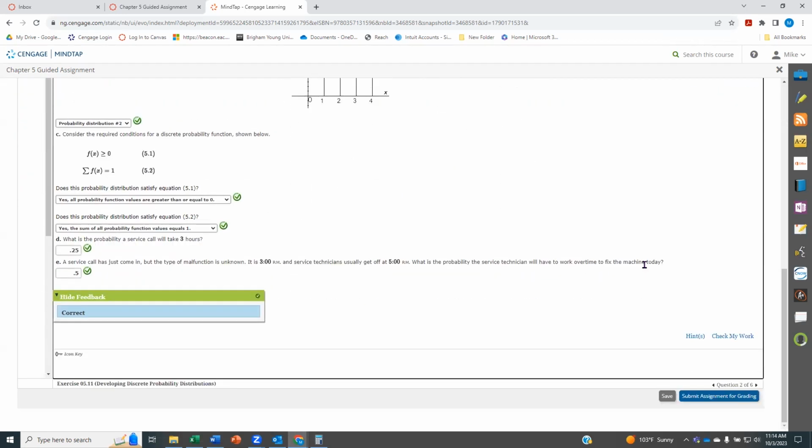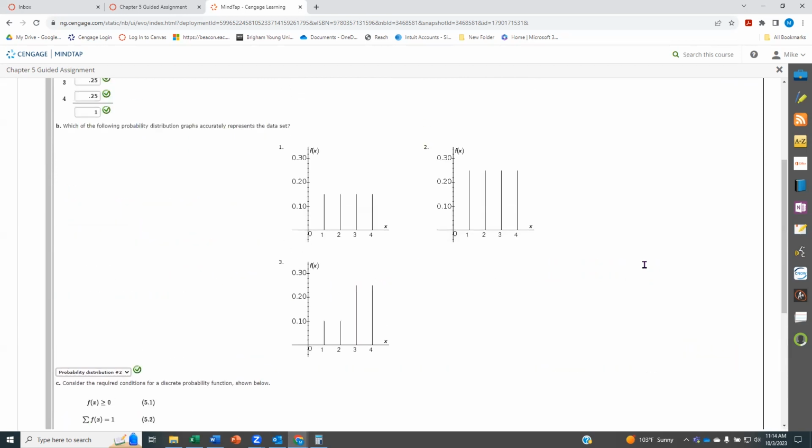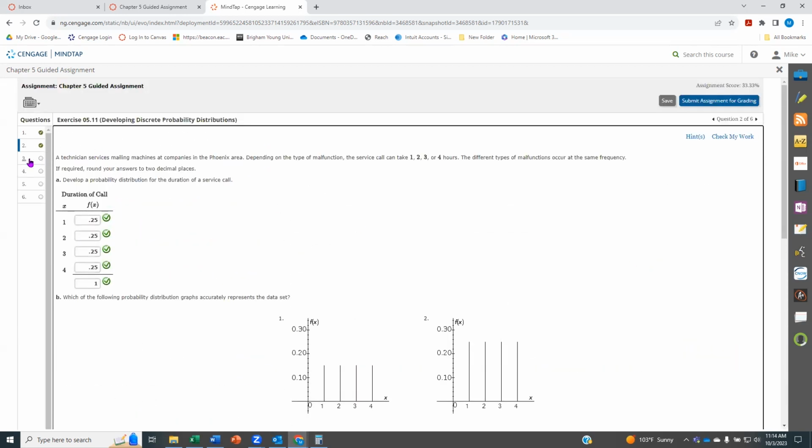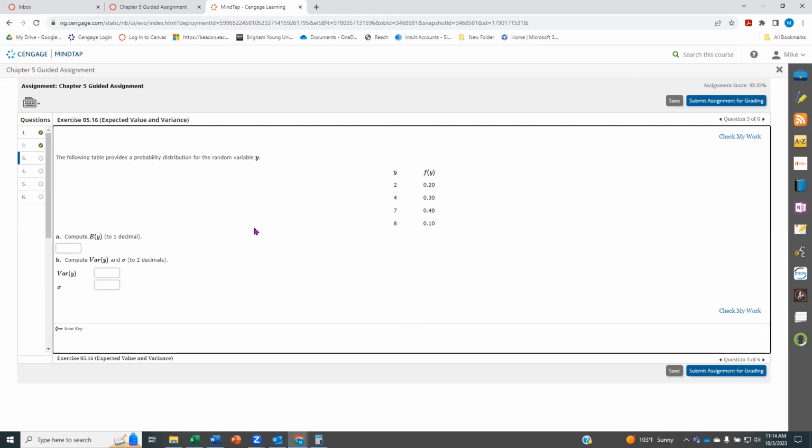All right, so it looks like we're good on that one. Let's take a look at number 3. All right, the following table provides a probability distribution for the random variable y. And so this tells us that for the value y, there is a 0.2 probability of 2 occurring, 0.3 of 4, 0.4 of 7, and 0.1 of 8.